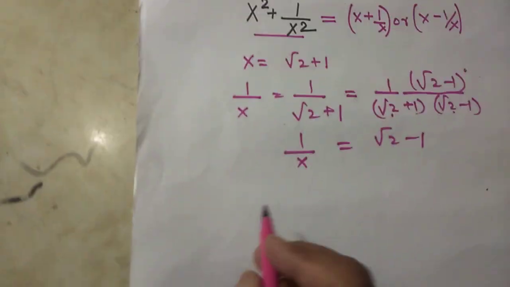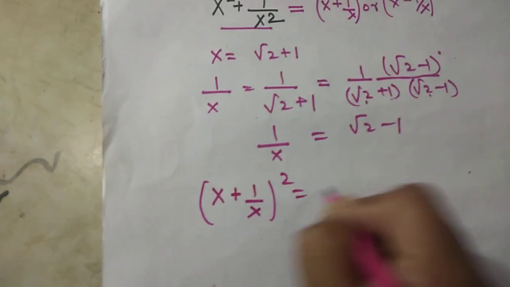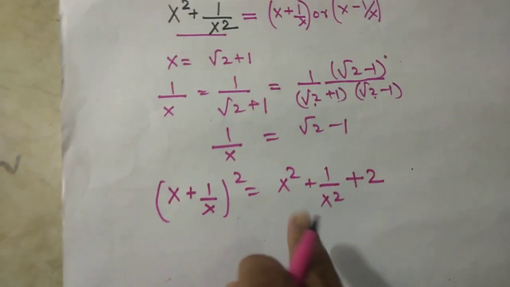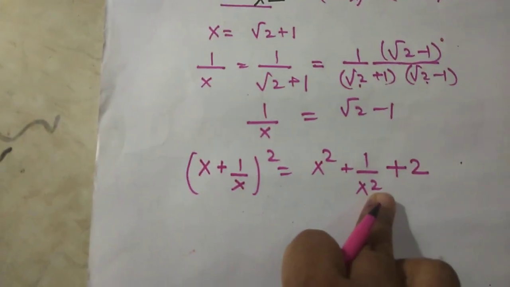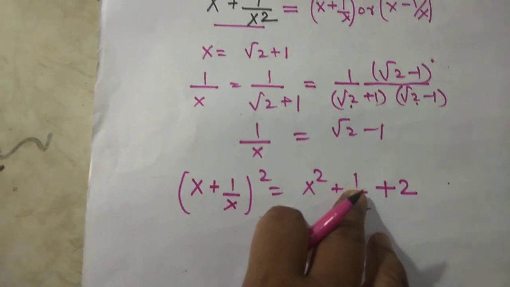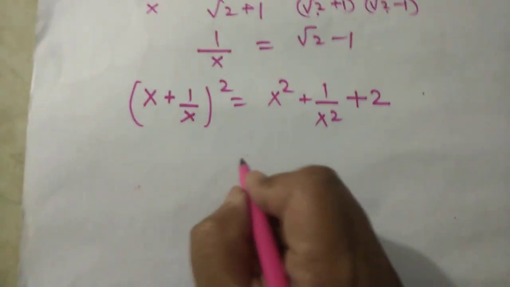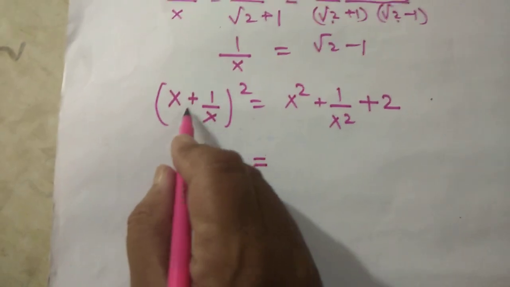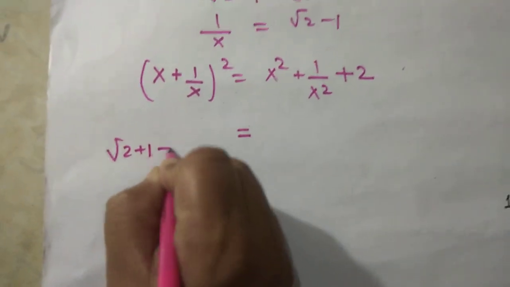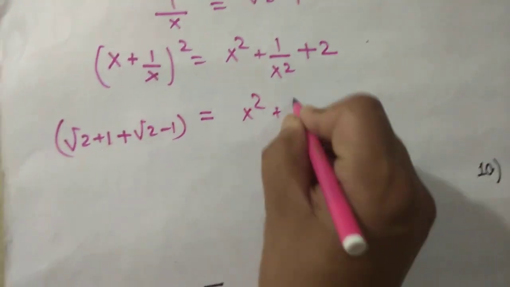So I am writing (x plus 1 by x) whole square. That is x square plus 1 by x square plus 2, because the product of reciprocals gives only plus 2 or minus 2. If you have any confusion, go and click my video, Introduction of Algebra, class 6, 7, 8, 9. You will get the answer there. So x plus 1 by x, where x is equal to root 2 plus 1 and 1 by x is equal to root 2 minus 1, is equal to x square plus 1 by x square.